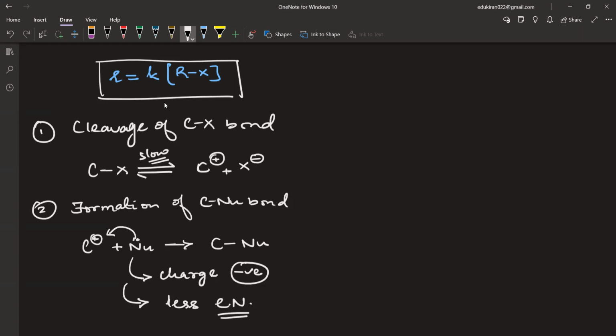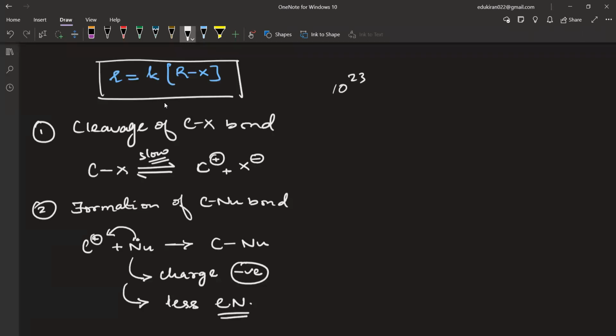So you might be thinking that after this step, the next step has to happen, right? So why is the rate not dependent on the next step? Do you have that problem? Actually, if I take just 1 mole, how many molecules will you have? You will have 10 to the power 23.